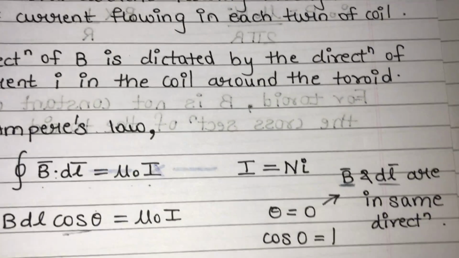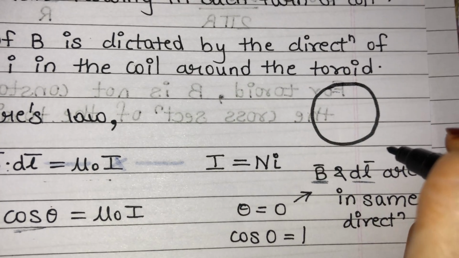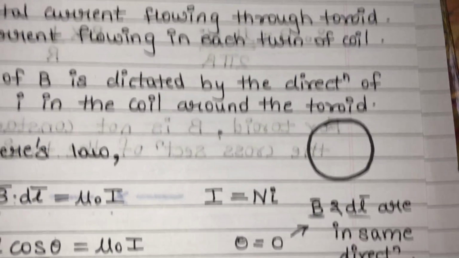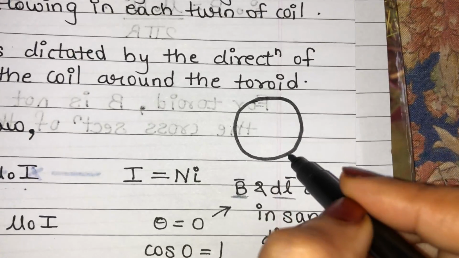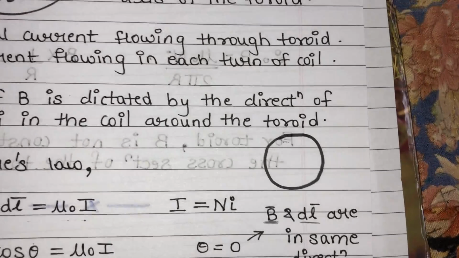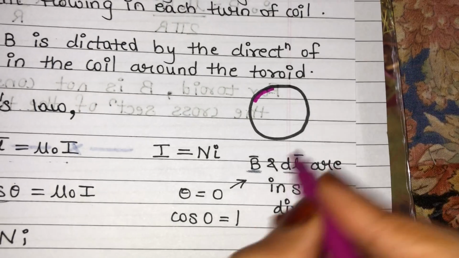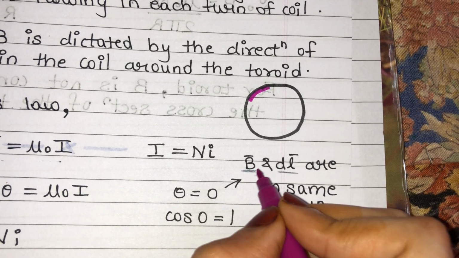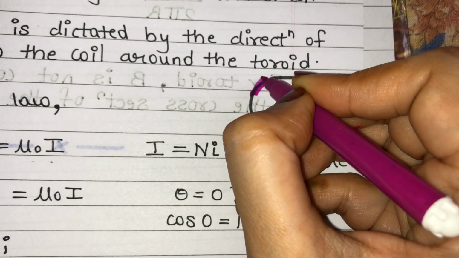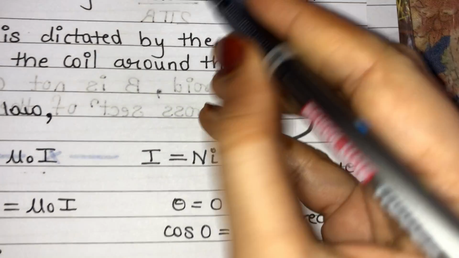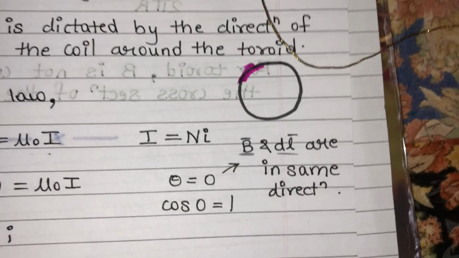If this is my Amperian loop, which is on the central axis of the toroid, and if I consider a small length element on this Amperian loop, what will be the direction of the magnetic field? At this point, the direction of the magnetic field will be tangent to this point.